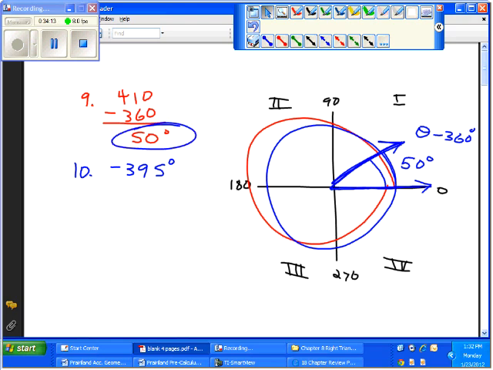So the reference angle, remember a reference angle, we want to be less than 90. And we're going to go from its terminal side back to the nearest x-axis and figure out what that angle measure is, and that's our reference angle. From its terminal side back to the nearest x-axis, yes.